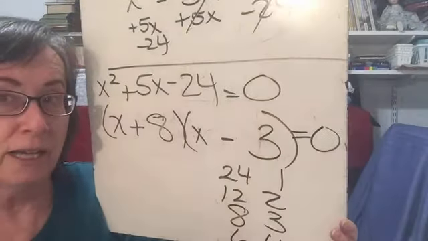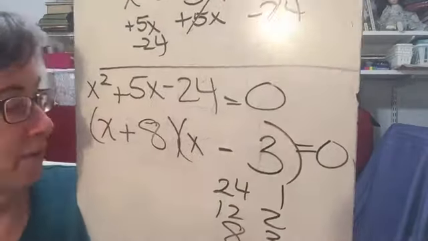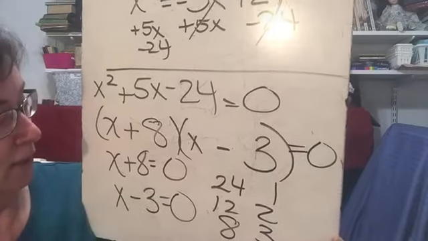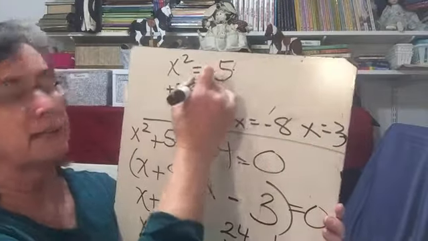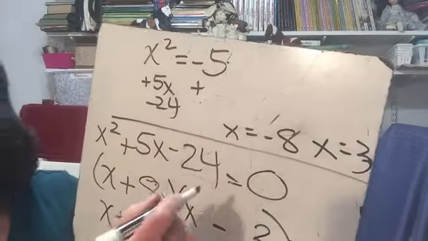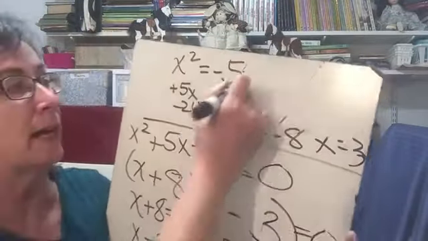Set it equal to 0, use our zero factor property: x plus 8 equals 0, x minus 3 equals 0. Our solutions: when I subtract 8 from both sides, I get x is negative 8. And when I add 3 to both sides, I get x is equal to 3. Okay, so when I plug these back into my original, which has gotten kind of messed up here, let's go back and put it in its original form so that we can check it. So it was x squared is equal to minus 5x plus 24.